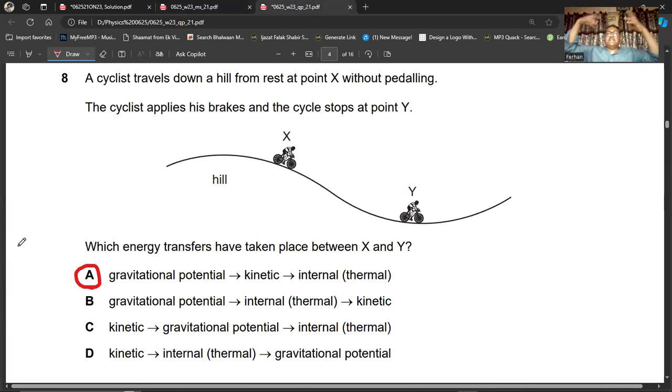When he's on X, he has gravitational energy. When he's coming down without pedaling, his gravitational potential energy is converting into the kinetic energy. And when he applies brakes, that kinetic energy converts into thermal energy. So A is the choice, sir.